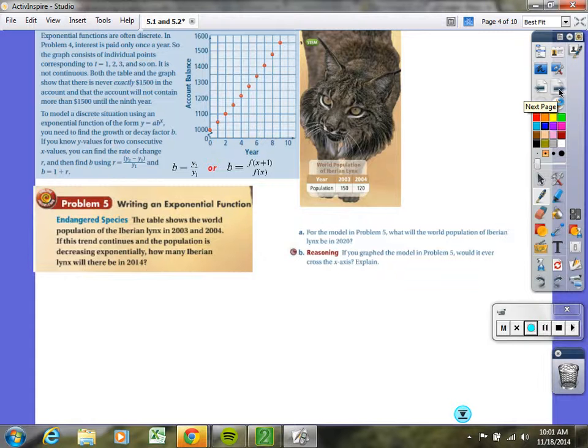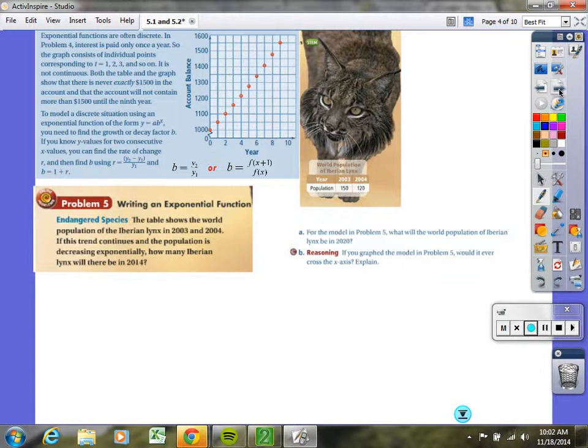Writing an exponential function. This is a good one. Okay, so right here, we're going to write an exponential function. It says, the table shows the world's population of Iberian lynxes in 2003 and 2004. Right there. That's a lynx. Looks like a cat. Okay? If this trend continues and the population is decreasing exponentially, how many Iberian lynxes will be there in 2014?